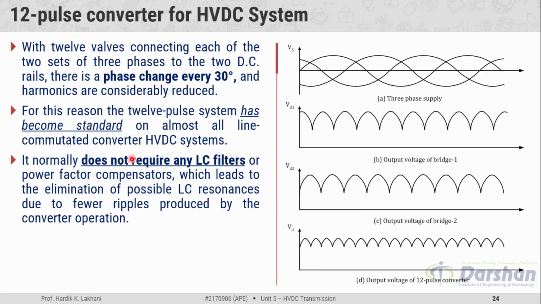It normally does not require any LC filters or power factor compensators, which leads to the elimination of possible LC resonance due to the fewer ripples produced by the converter operations. So these are the key advantages of using a 12 pulse converter for HVDC system.